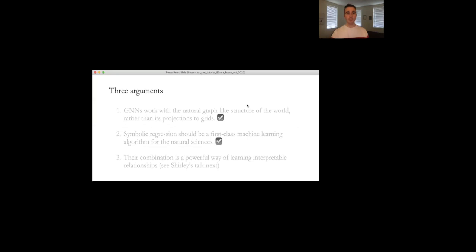Just to conclude, I talked about graph neural networks. Please email me if you have other questions about graph neural networks and maybe applying them to your problem. Then I talked about symbolic regression, and I really think it should be used a lot more than it is for the natural sciences, because it's interpretable, concise, and it generalizes well. Shirley is going to talk about their combination, which we used in recent work to discover a new effective law for dark matter from simulations.